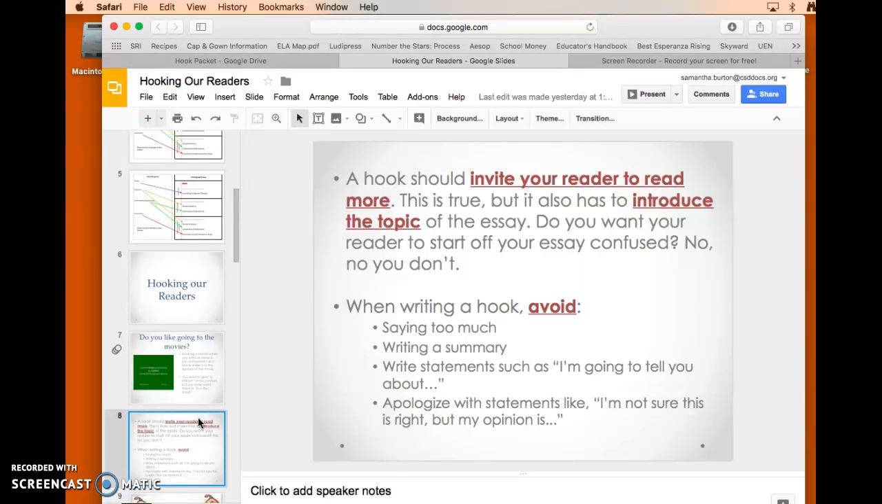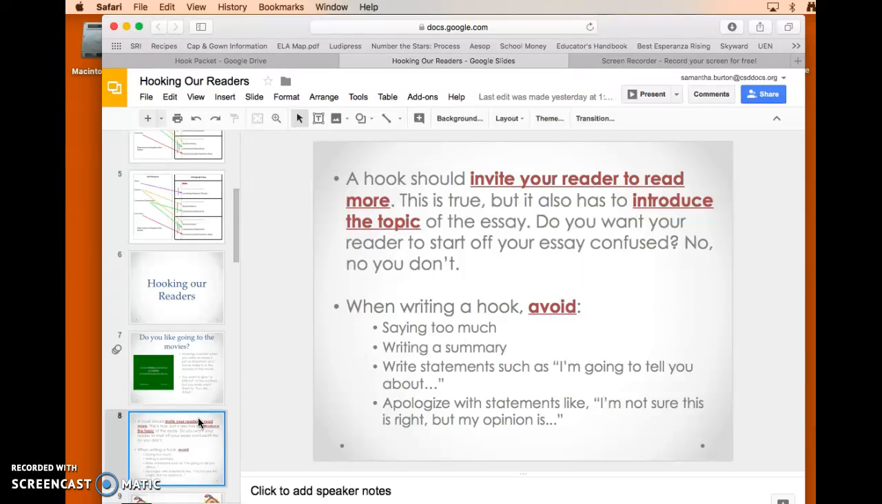Do you want your readers to start off your essay confused? Well, of course you don't. That would be dumb, right? I know you're all shaking your head and agreeing with me. And we don't want to be dumb writers. You guys all are with me. We're all authors in this class. You're all writers. And you want your essay to come across that way.